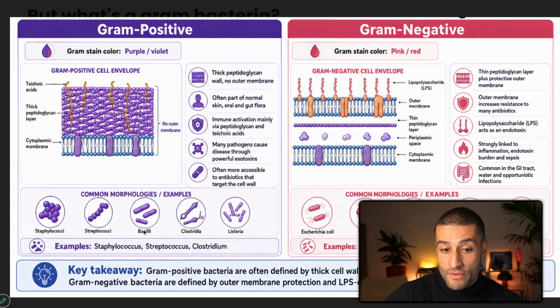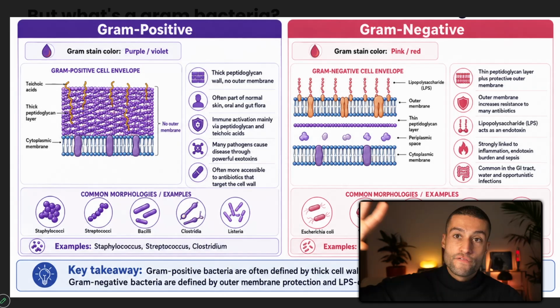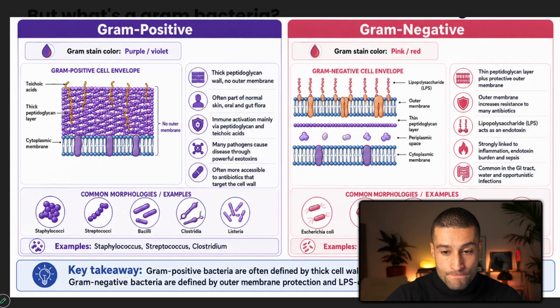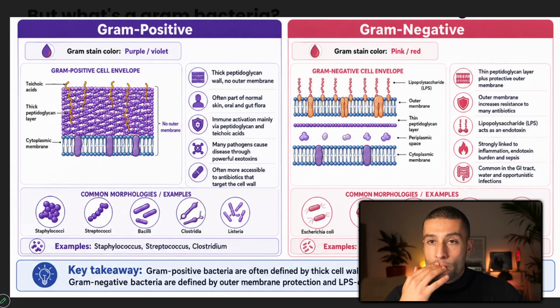We're going to have some common examples. Some of you may be familiar with streptococci, listeria, food and waterborne pathogens. On the right, gram-negative: Escherichia coli, Helicobacter, the most common stomach bacterial overgrowth in the world. Okay, familiar? Why does this matter?